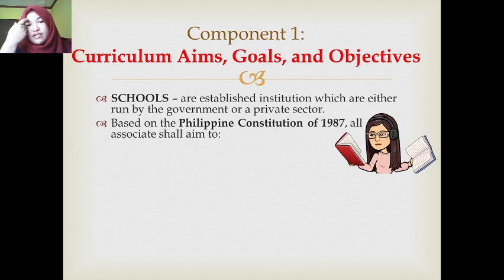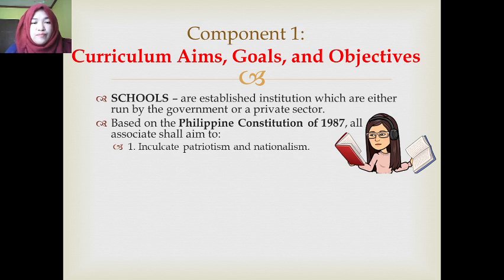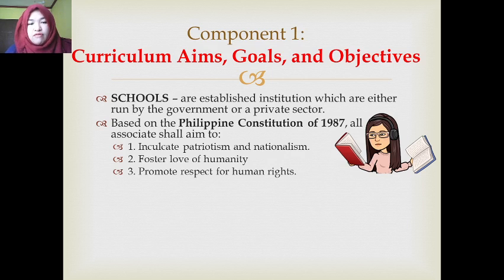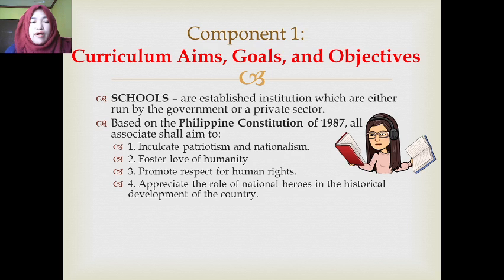So, based on the Philippine Constitution of 1987, all schools shall aim to, number one, inculcate patriotism and nationalism. Number two, foster love of humanity. Number three, promote respect for human rights. Number four, appreciate the role of national heroes in the historical development of the country. Number five, teach the rights and duties of citizenship.